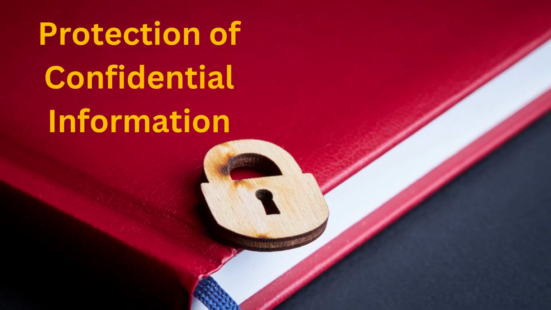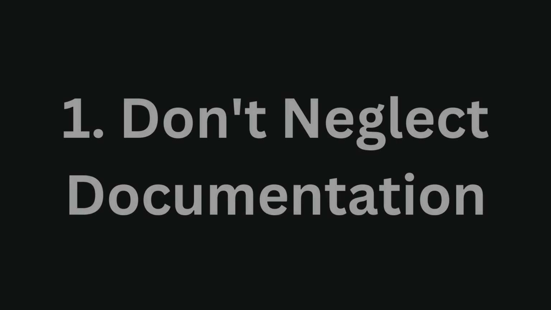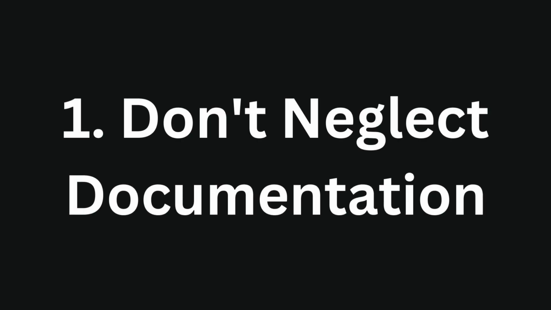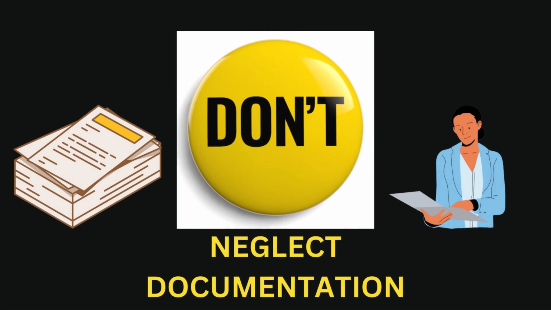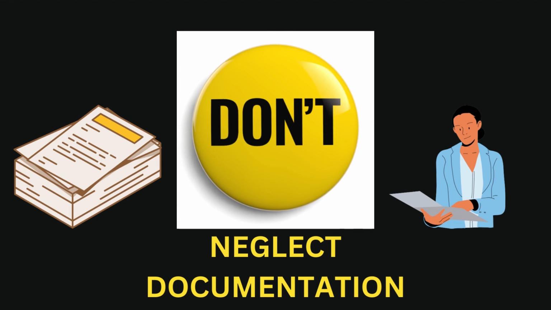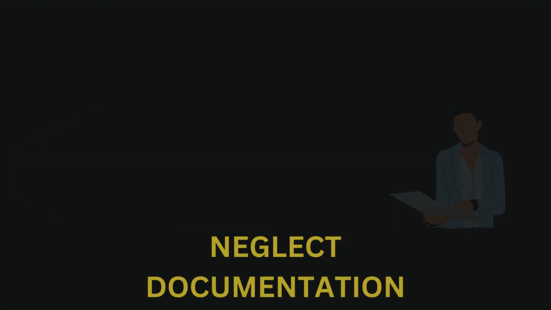Now, let us talk about some important don'ts for employers when implementing the protection of confidential information. Number one, don't neglect documentation. Ensure that all agreements, including employment contracts and confidentiality agreements, clearly outline the obligations and restrictions related to confidential information. Document any disclosures, access permissions, or exceptions to maintain a record of compliance.